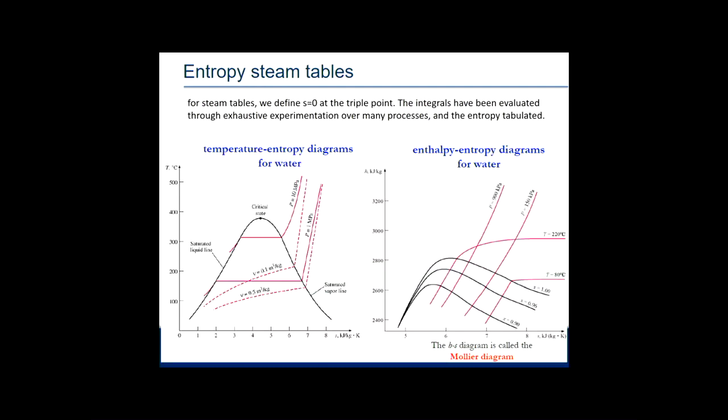One graph is T versus S, which is the graph I said we would use a lot. The other graph is H versus S, enthalpy versus entropy, which is called the Mollier diagram. In this class, we won't use this one basically at all. But I don't want to say that as a blanket statement that you can ignore how properties move with each other. I would like you to be able to imagine how entropy changes with changes in condition.